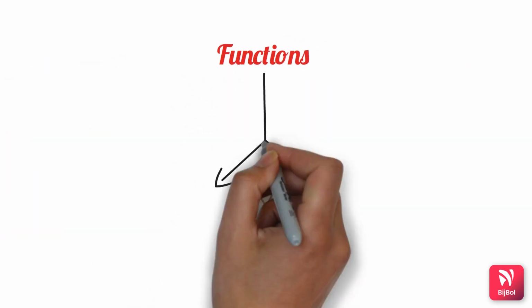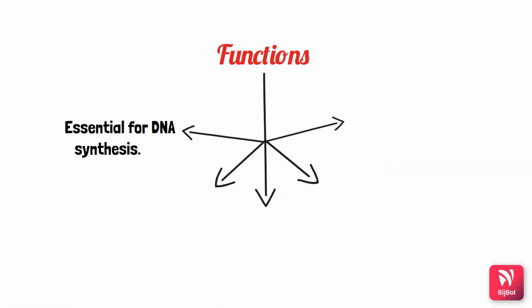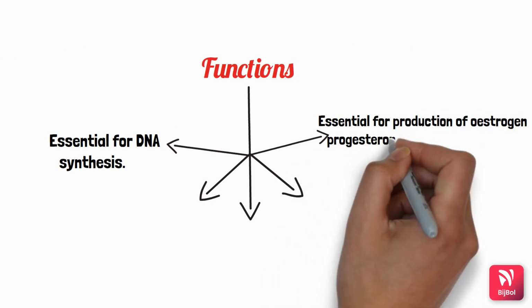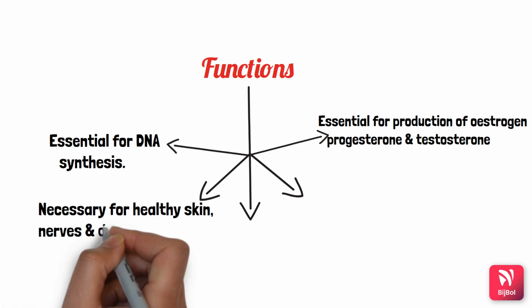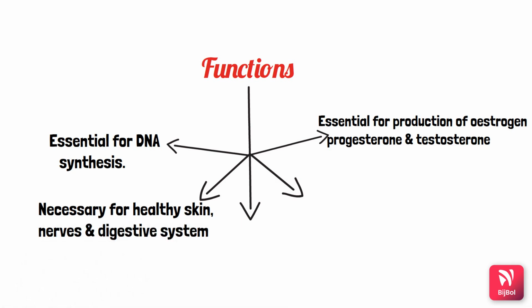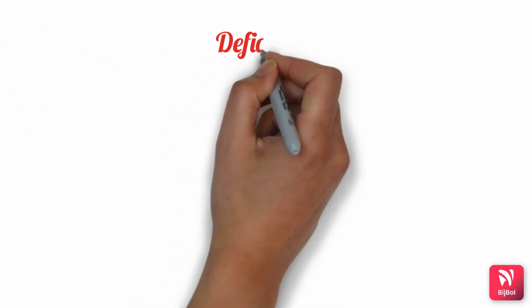After the mechanism of action, now let us study the functions of niacin. Niacin has varied functions. Firstly, it is essential for DNA synthesis, and it is also essential for the production of estrogen, progesterone and testosterone. It is necessary for maintaining healthy skin, nerves and digestive system, it also helps to detoxify the body, and it also improves arthritis.